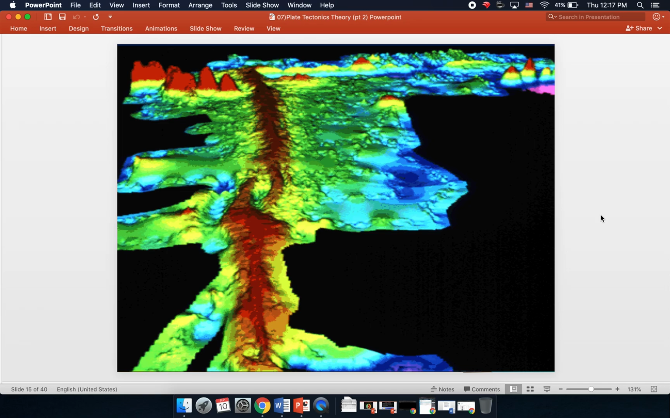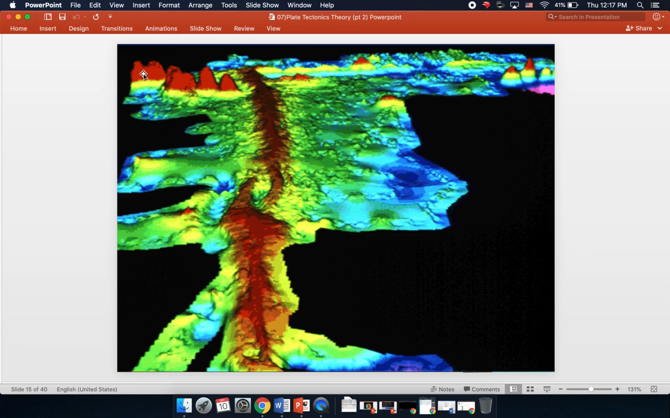This is a thermal image of the Mid-Atlantic Ridge. So you can see here, the red indicates the hottest areas, where colors like blue here indicate the cooler areas. So you can see that right along this ridge here, that's where magma is rising up and pushing these plates away from each other.